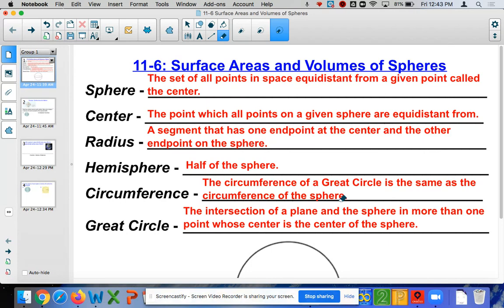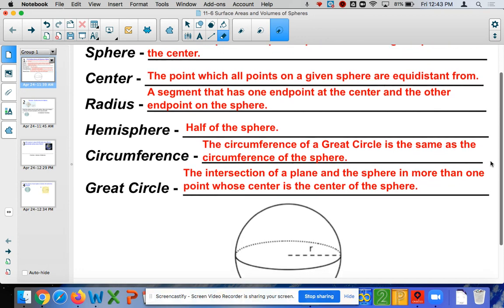Circumference. Now, we define circumference in terms of the sphere. The circumference of a great circle is the same as the circumference of the sphere. So once we know one, we know the other. But you might be asking, what's a great circle? A great circle is the intersection of a plane and the sphere in more than one point, whose center is the center of the sphere.